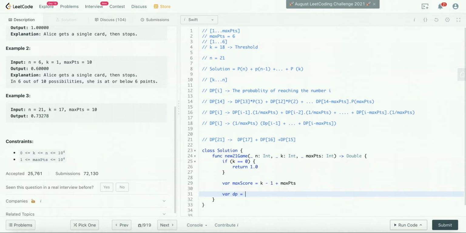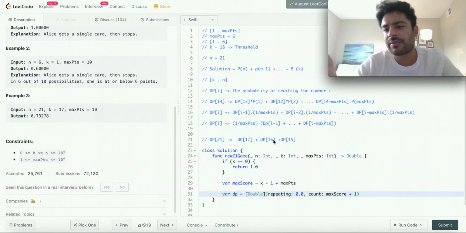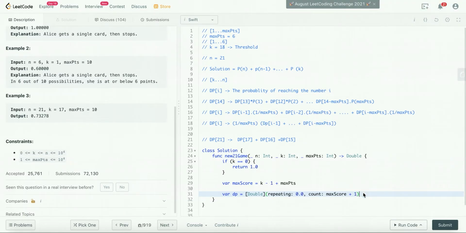This is me defining a 1D double array, initializing all values to 0. The size will be max score plus 1, right? Because we want DP of max score as well. That's why I'm going to set the size as max score plus 1, and I'll just initialize dp of 0.